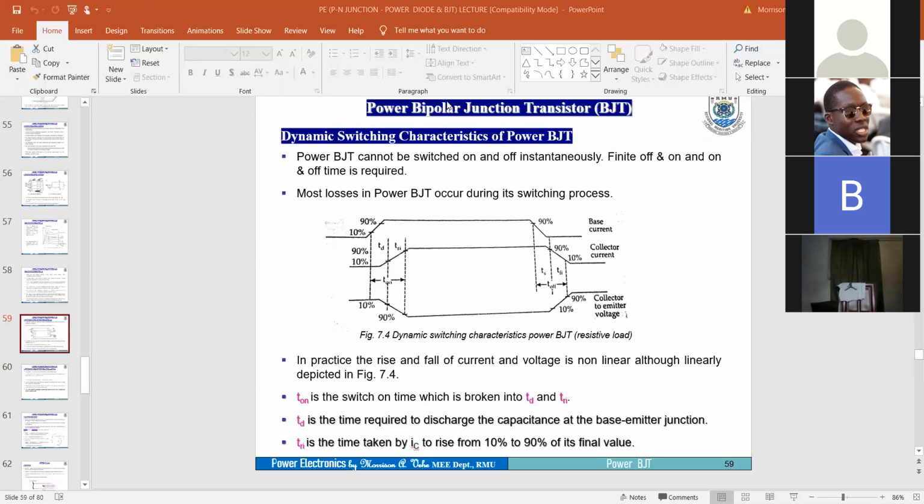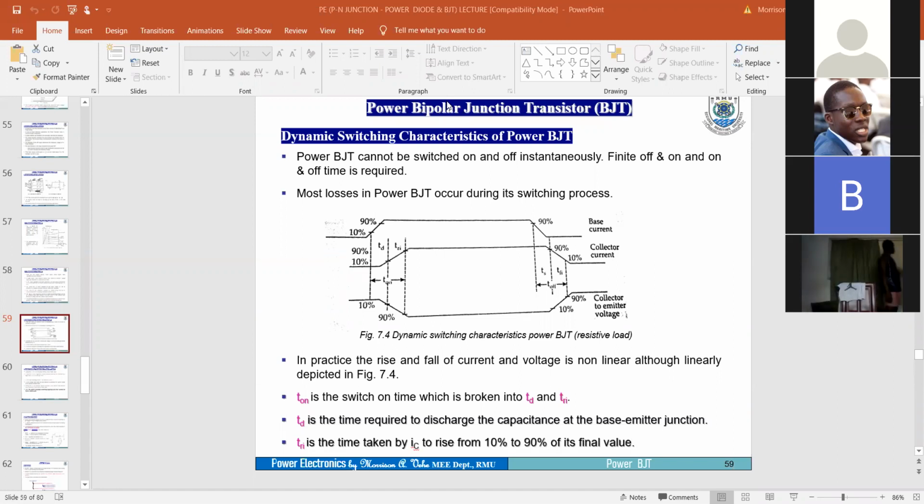Now, most losses in a Power BJT occur during its switching process. You guys, you are sure we haven't talked about these things? Anyway. You are sure? Yes, sir. Yeah, sure. All right.